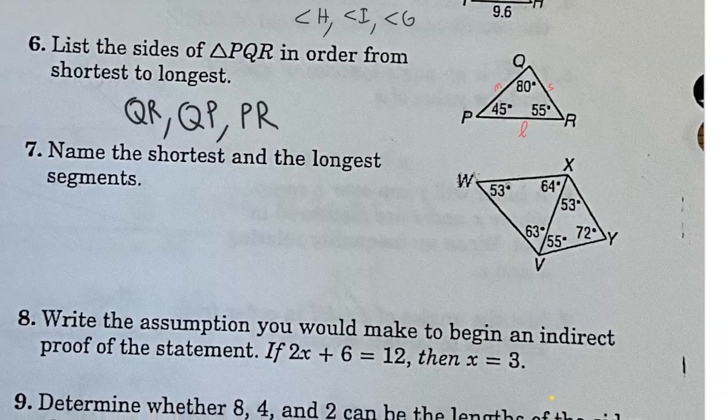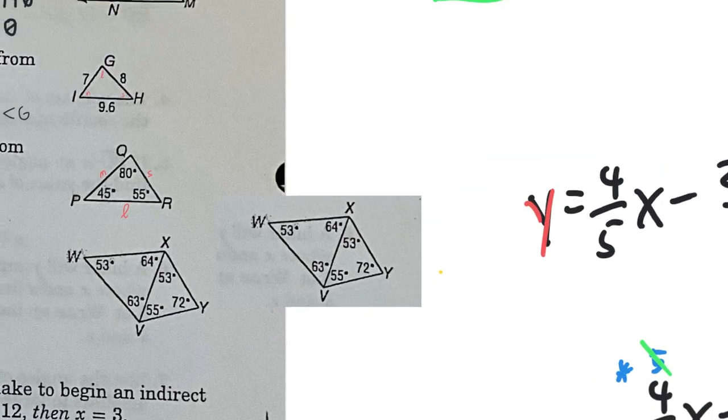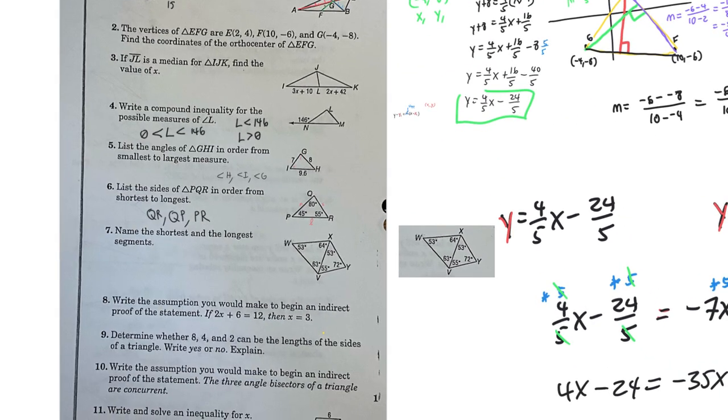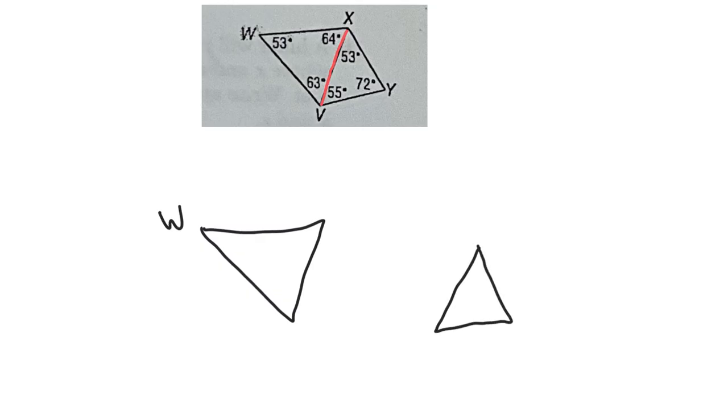I'd say this is fairly similar to a previous one. And once again, I would rather analyze it by separating the triangles. So we have the shared side, once again, is the red side. We then have W, X, V, X, V, Y. And the red one is the shared side.